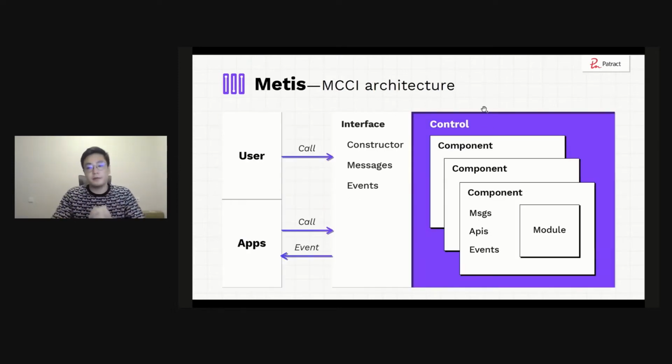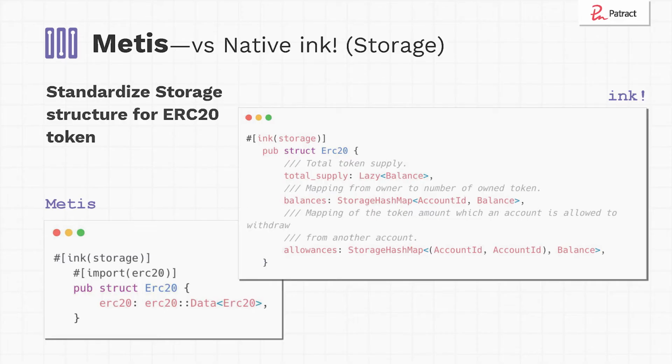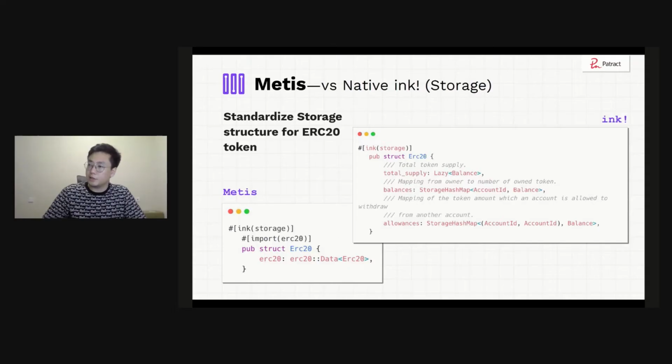This is a graph that shows how users and apps can interact with the MCCI architecture. On the interface side, we have constructor, messages, and events. Those are the basics. If you have written any Ink projects before, you are very familiar with it. So that's basically the architecture. Let's compare how Metis has improved the development experience and security by comparing Metis and native Ink.